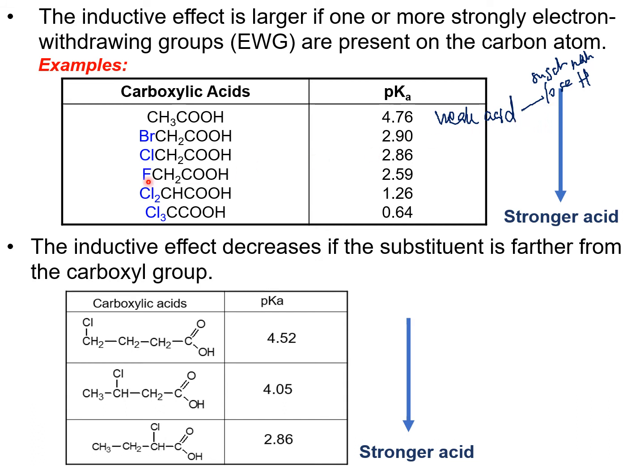Okay, but what if I letak satu electron withdrawing group kat sini, Br. So dengan kehadiran Br ni actually dia membantu untuk weaken the OH bond here, untuk lose the hydrogen proton. So that's why dia punya acidity tinggi sikit lah ya. Compared to Cl, kalau tak Cl pun dia acidity makin tinggi. Kalau tak F ni dia punya electronegativity lagi tinggi.